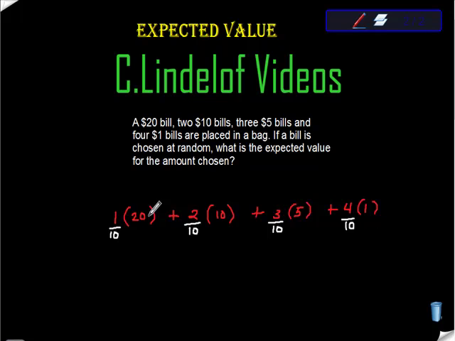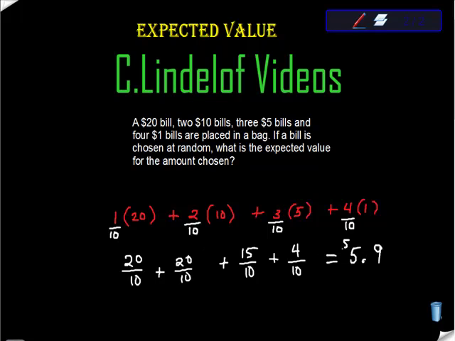So what we're going to do is multiply this. I actually did it on my calculator. So I obviously come up with 20 over 10 here plus 20 over 10 here plus 15 over 10 here plus 4 over 10 here. When I add up all these numerators and divide, I get $5.90. So the expected value in this game is $5.90.